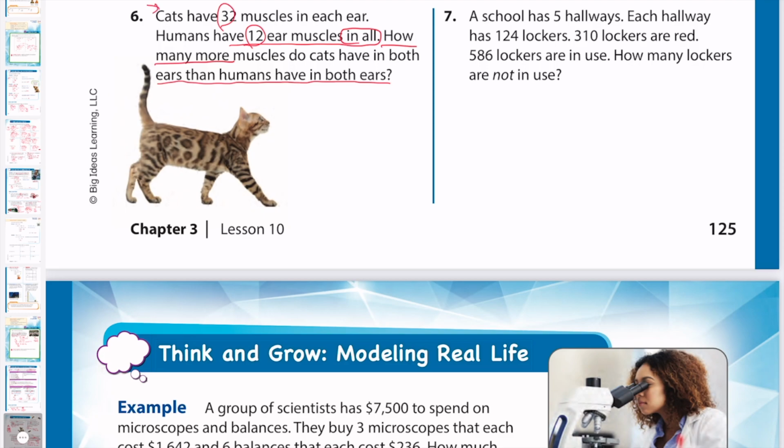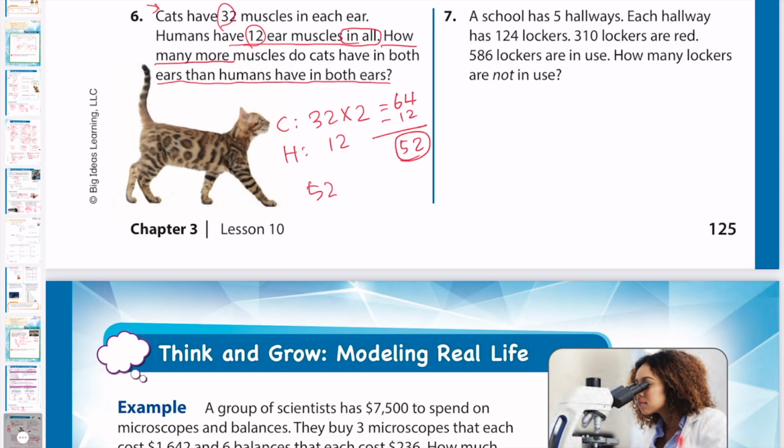They gave us different information, right? Cats have 32 muscles in each ear, and they have what? 2 ears, right? And then that's for cat. And humans have 12 ear muscles in all, which means what? 12 is done. That's it. You don't have to multiply 2 because they are all together 12, which means what? We have 6 muscles in one ear and 6 the other one. All right, so that's gonna be 64. Take away 12 is what? 52. So how many more? 52 more muscles.